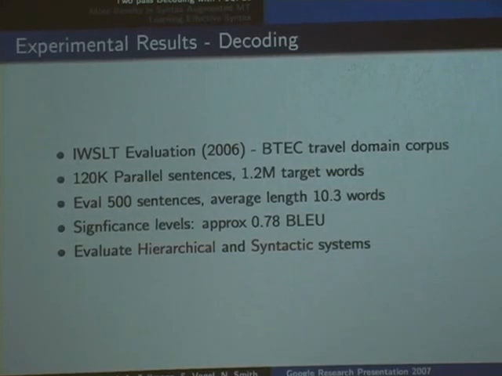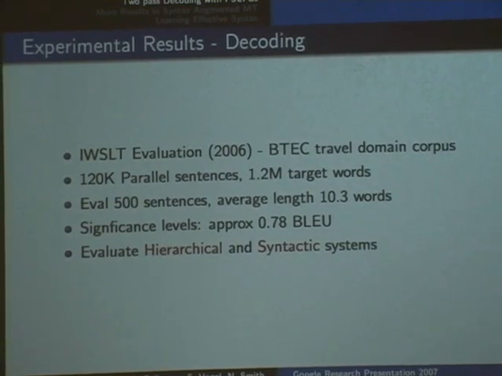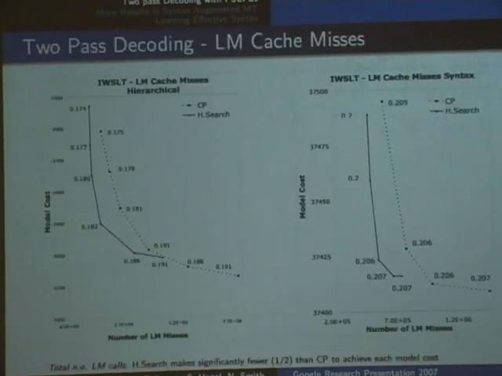So we evaluate two systems. One is a purely hierarchical system where the grammar has only one non-terminal in it, and a syntactic system where the grammar has a large number of non-terminals in it. And we'd like to see how the two systems differ in the way they behave in these two decoding approaches.